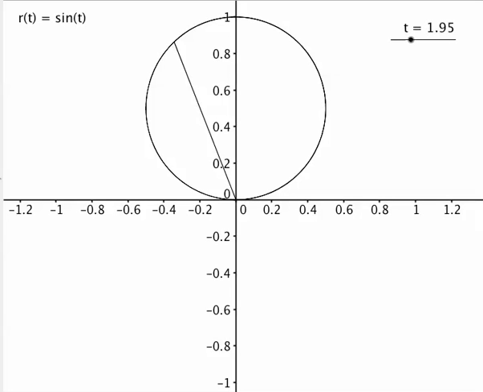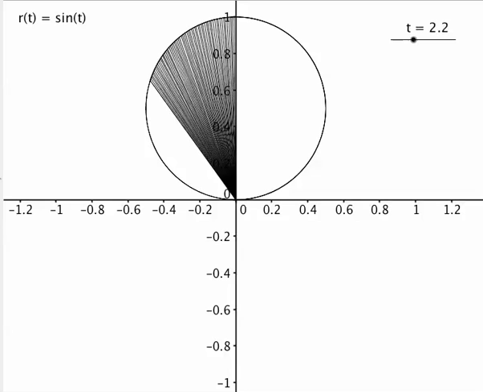Let me reset this and just start at pi over 2. Get rid of that. And if I start tracing here, you can see it just starts there and fills in. And let's move on to a different curve.